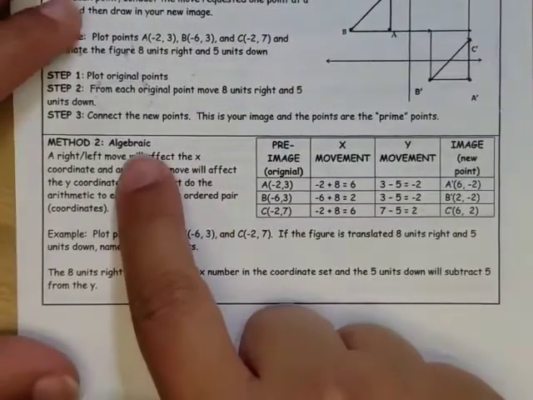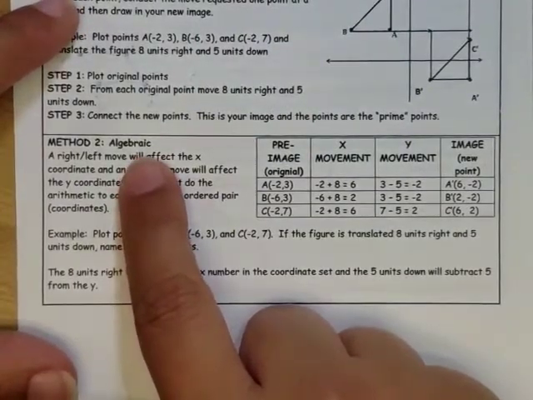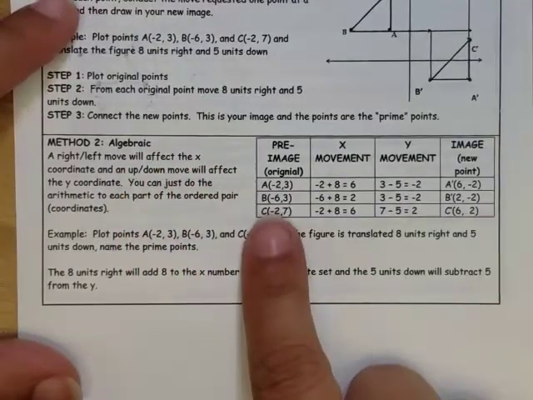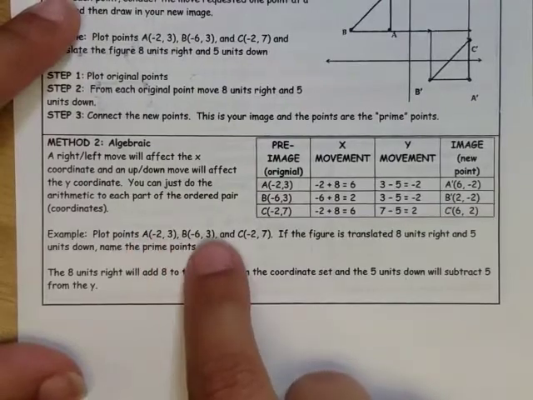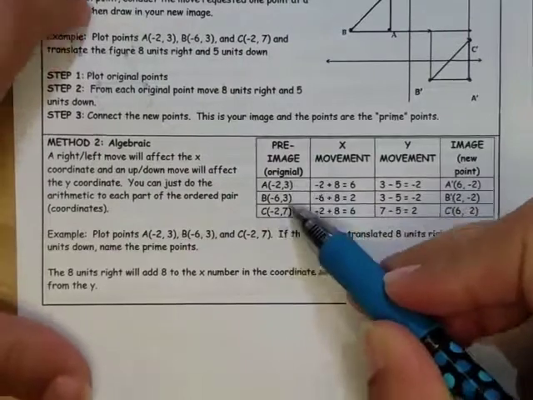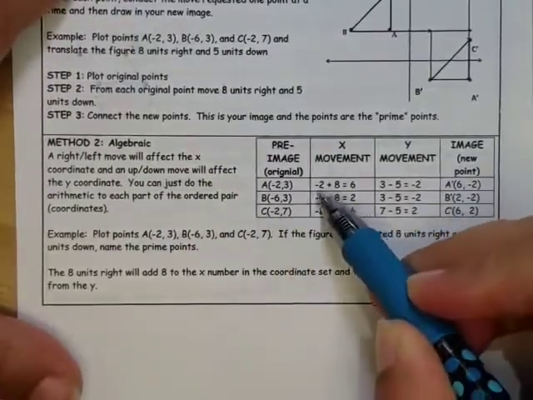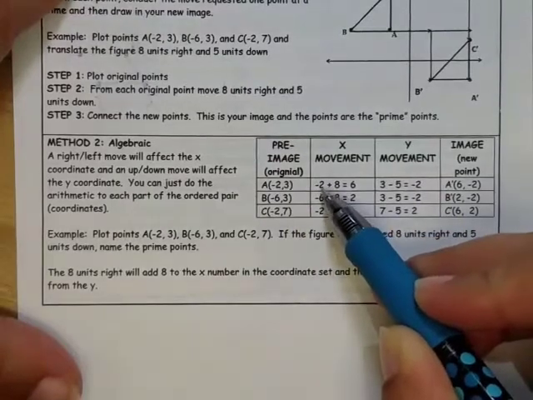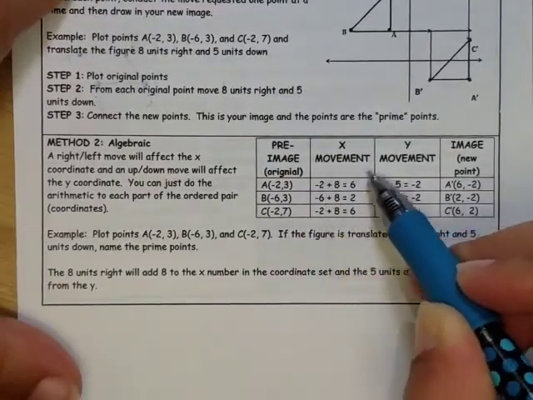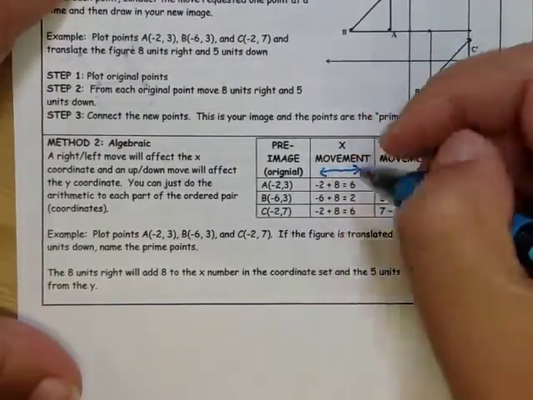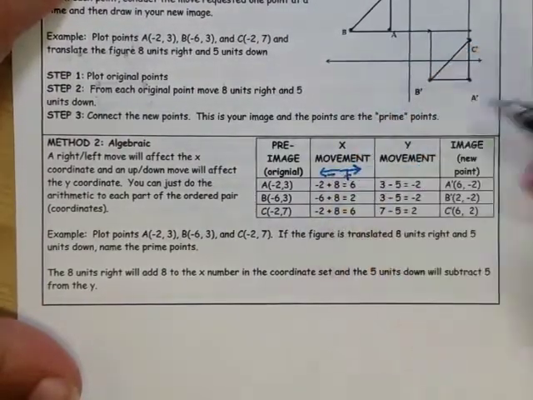Your second method is the algebraic method. So this would be for problems where 1, you're not given graph paper, 2, maybe the numbers are super huge, so you don't want to draw it, or 3, you just like the algebraic way. So we're going to use the exact same numbers that we did up here, but now we're going to show it algebraically. So here's my pre-image points. Here's my movement. So my first image point was -2, 3. So my x movement is -2 plus 8, because to go horizontal is to move it left and right. So to go to the right is plus, to go to the left is minus.